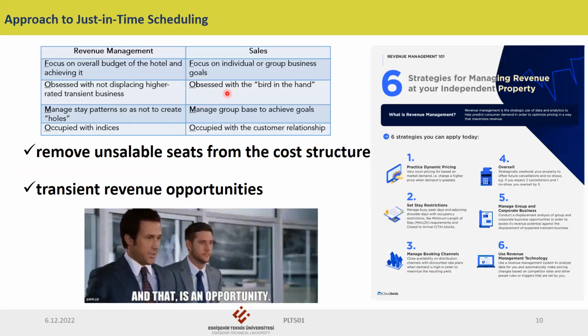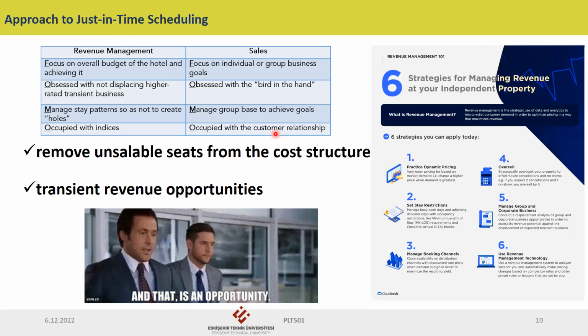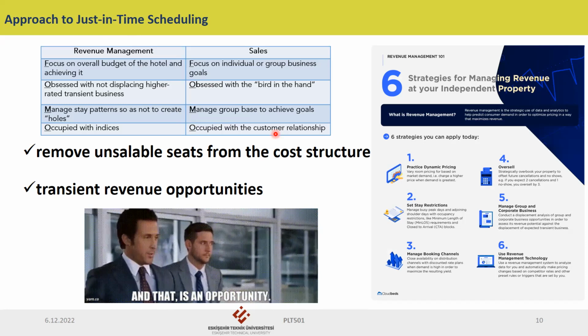The other one is the approach to just-in-time scheduling. The general objective is to remove unsellable seats from the cost structure dynamically and incrementally. You can do this by incremental methods. Freed up resources can be redirected at transient revenue opportunities. Maybe these effects, pricing or cost dilution, or require major capital investments from the management side.